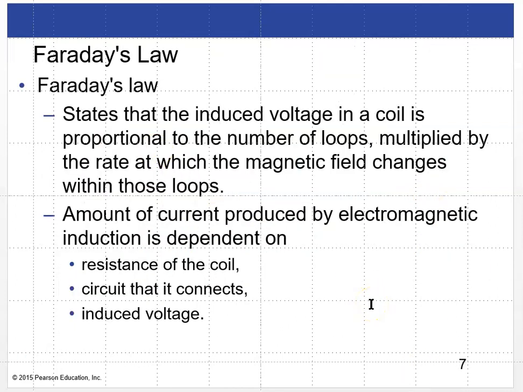Faraday's law states that the induced voltage in a coil is proportional to the number of loops multiplied by the rate at which the magnetic field changes within those loops. The amount of current produced by electromagnetic induction depends upon the resistance of the coil, the circuit that it's connected to, and the induced voltage.